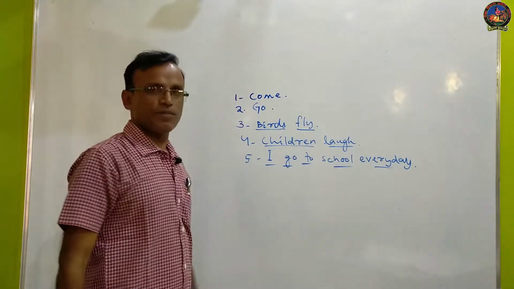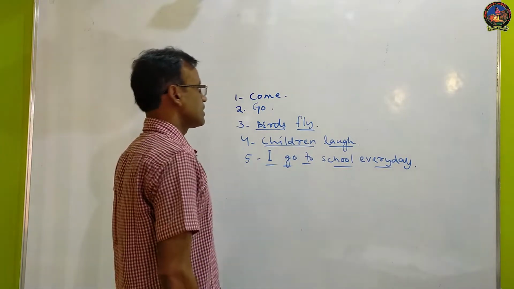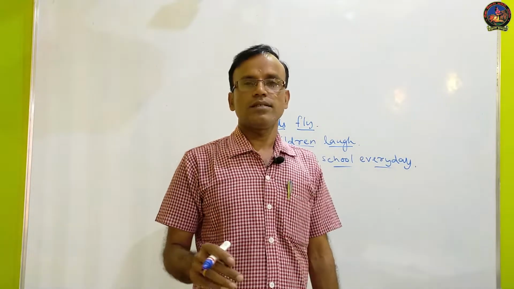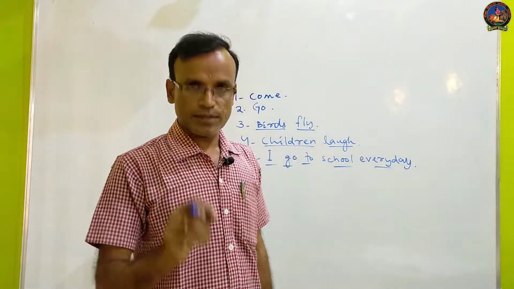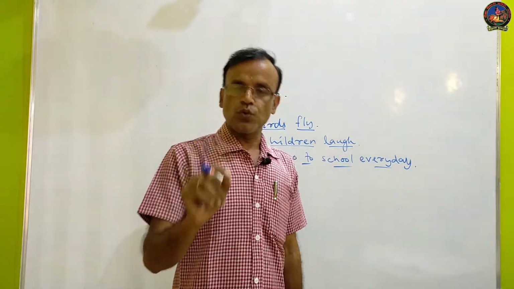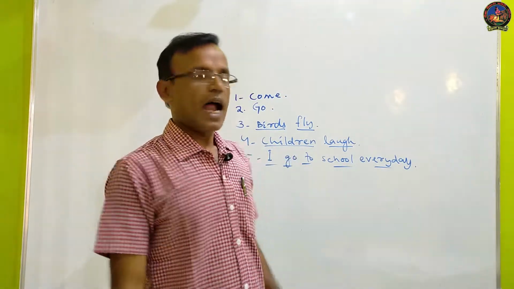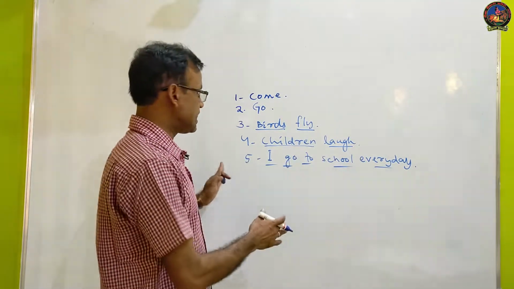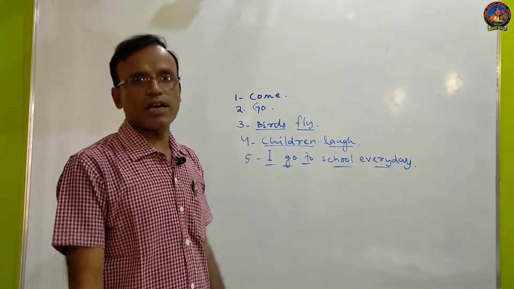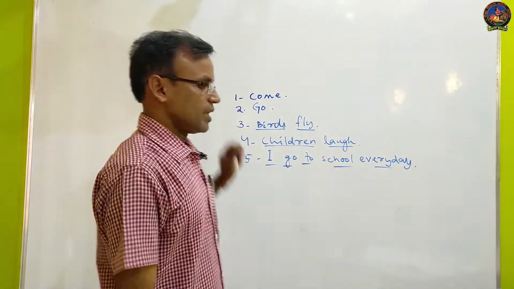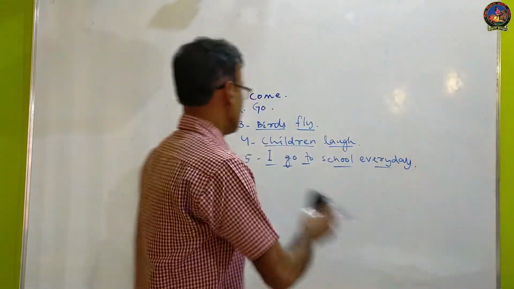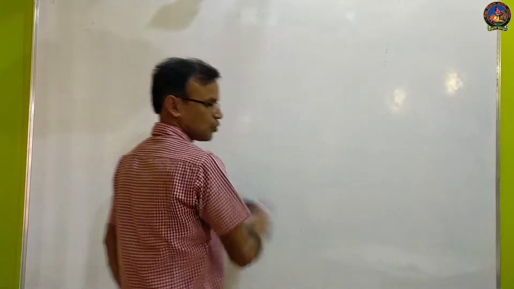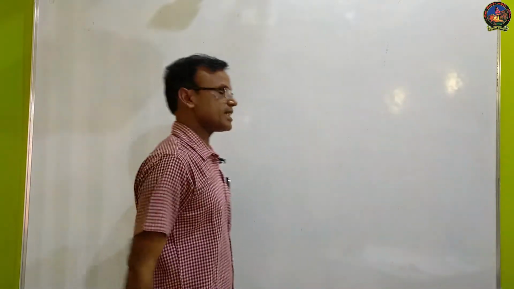From this point of view, we can conclude that we need a word or words to express our feelings or to express our ideas, and these are known as sentences. So we need sentences to express our feelings. Let us know the features of a sentence. What are the basic features of a sentence?